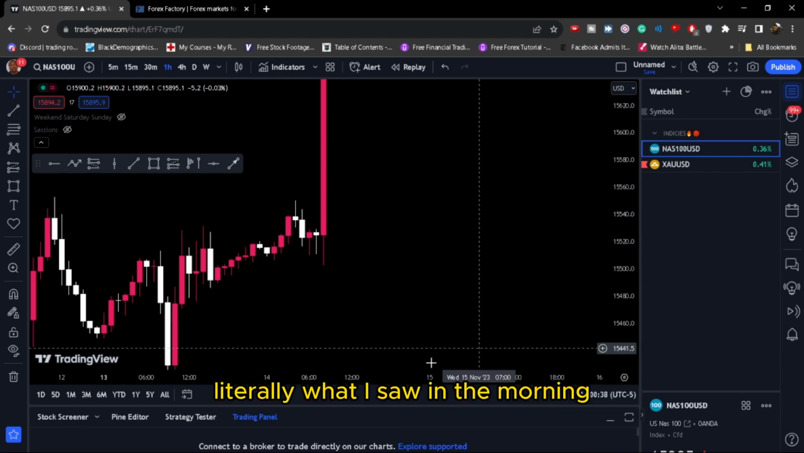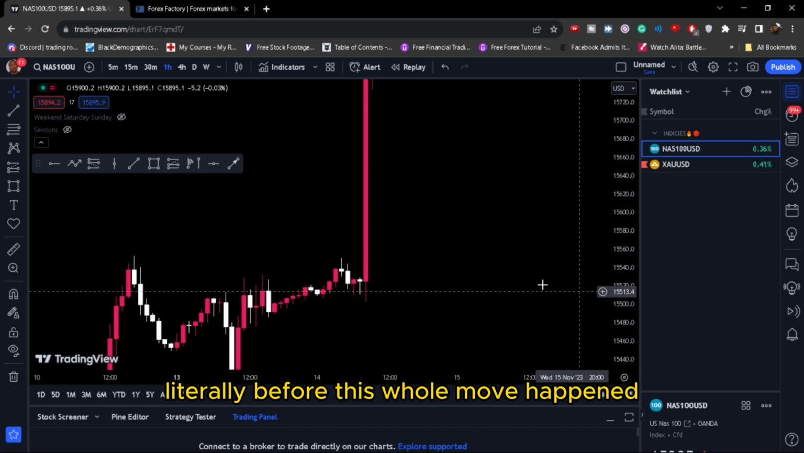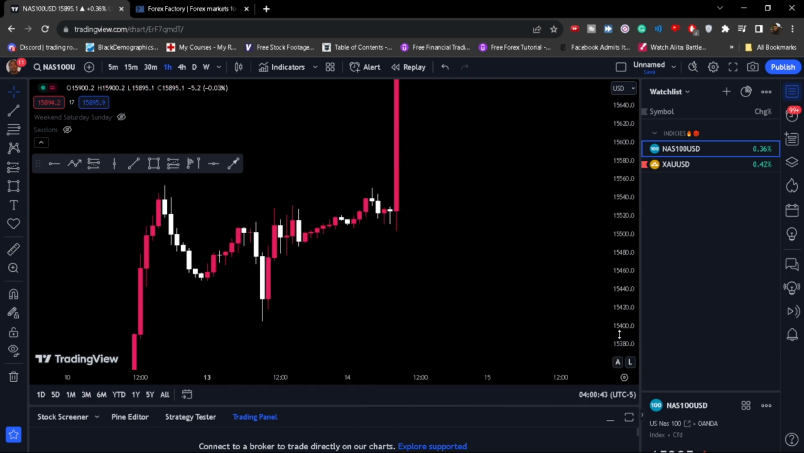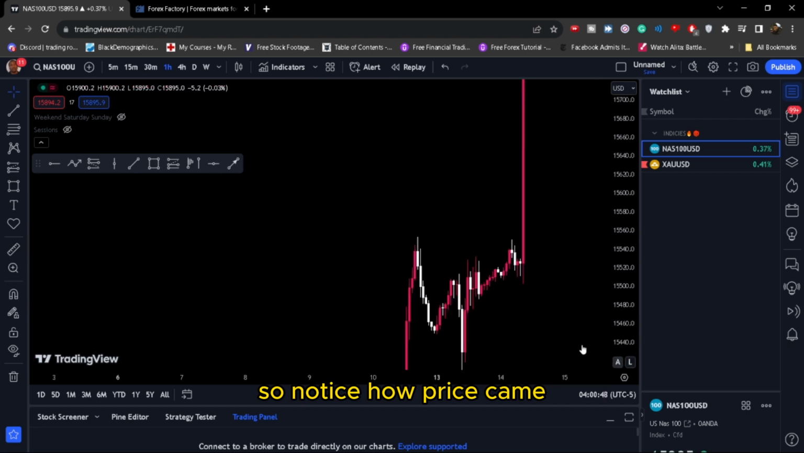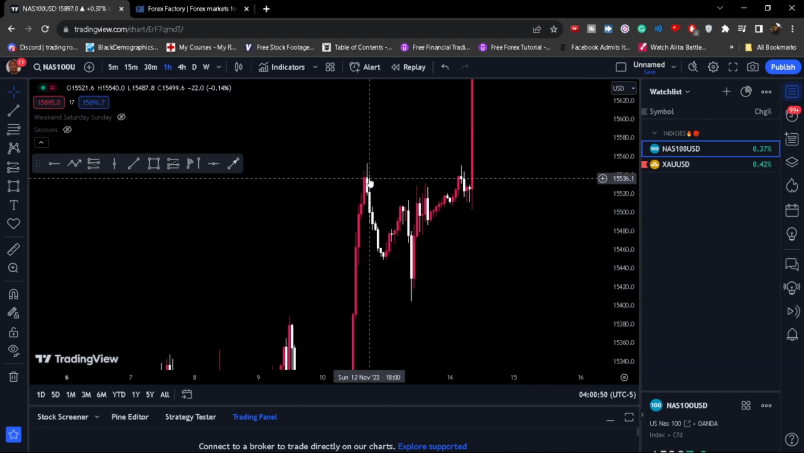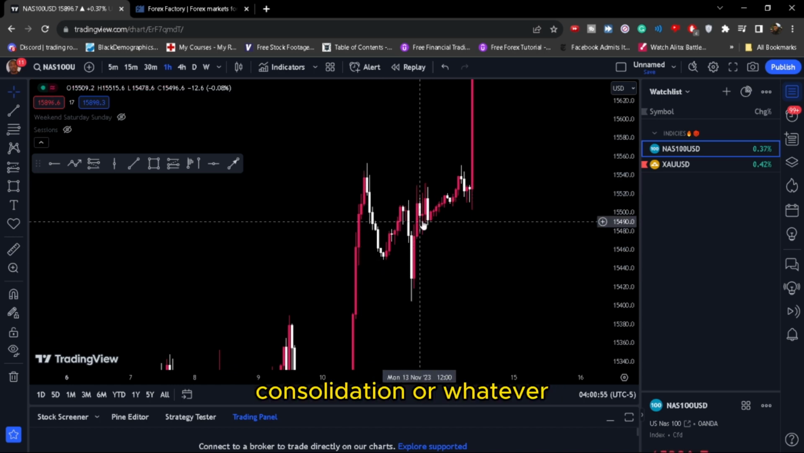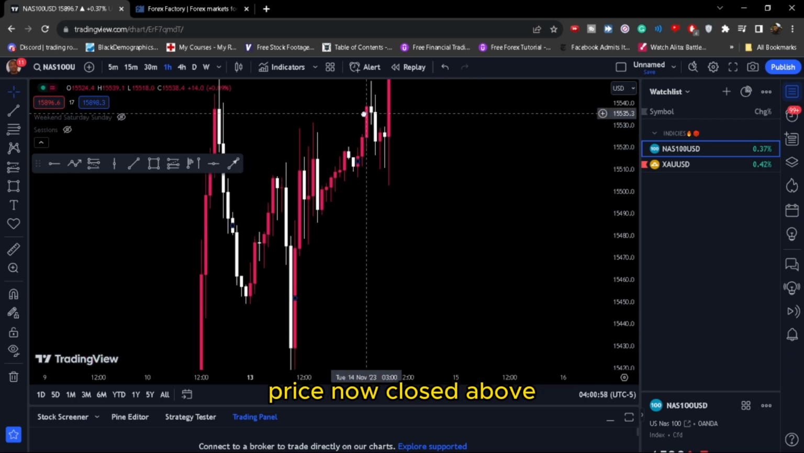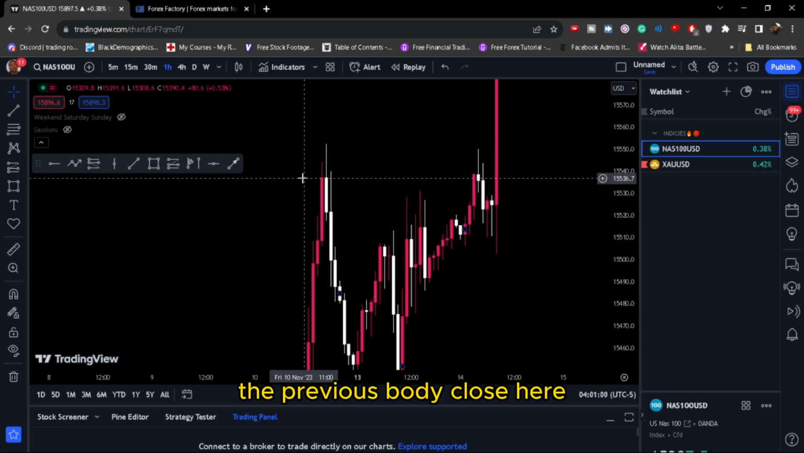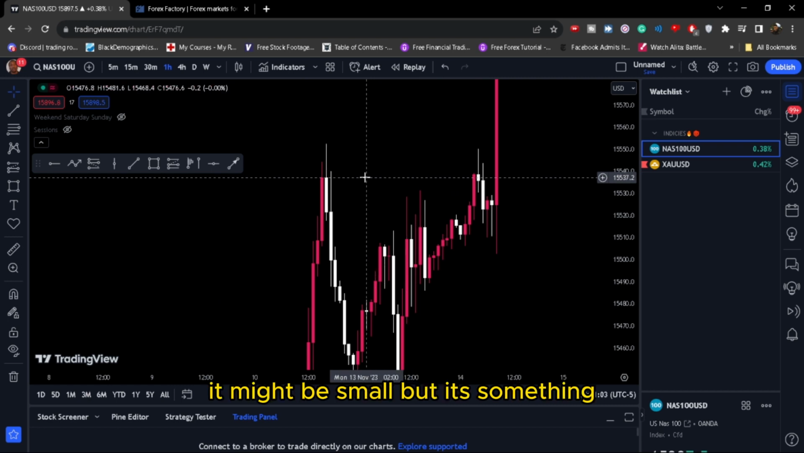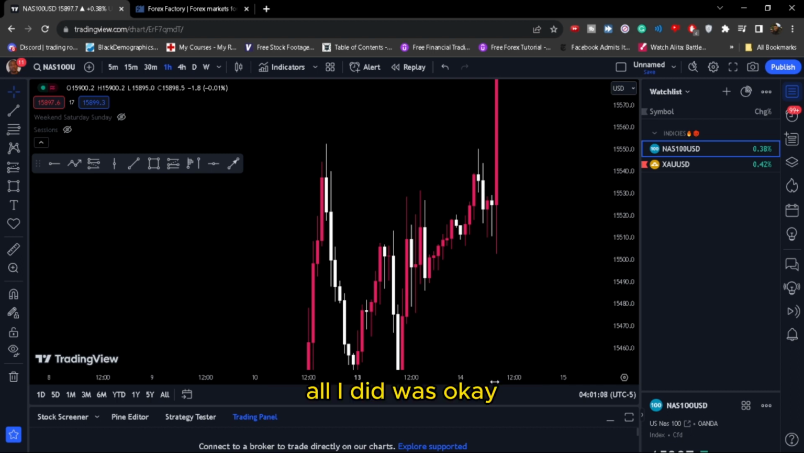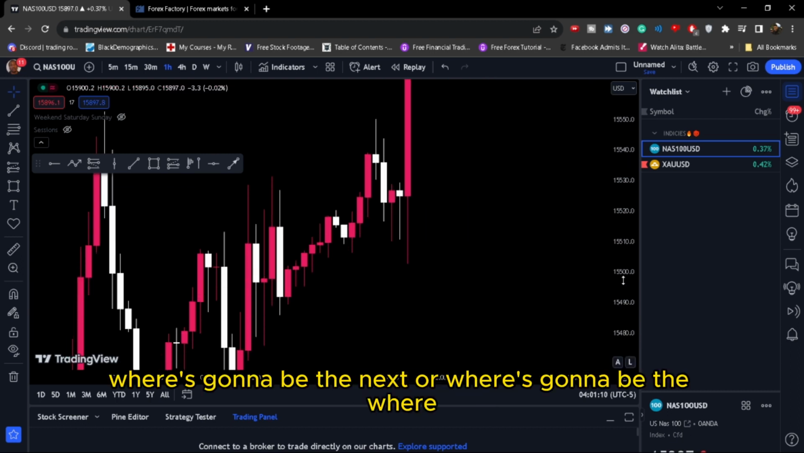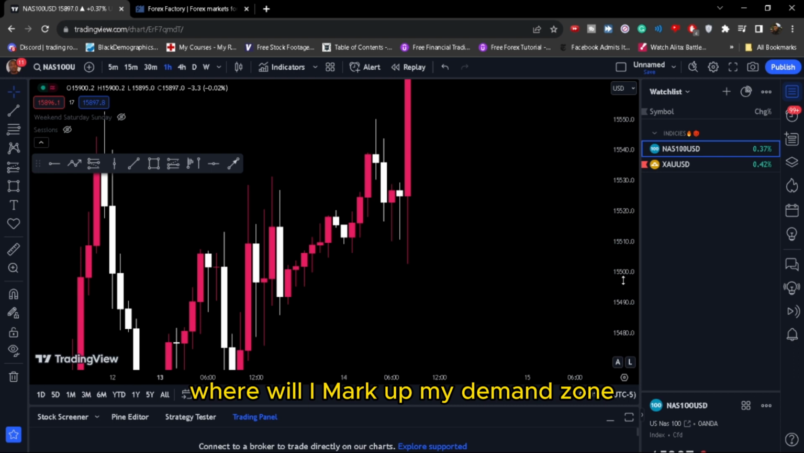literally what I saw in the morning, literally before this whole move happened, right? Literally what I saw was this. So notice how price came, created this high here in terms of the body close, and then did all this consolidation or whatever. And then if you notice here, price now closed above the previous body close here. It might be small, but it's something. So when price created this high based on the body close, all I did was, okay, where will I mark up my demand zone?